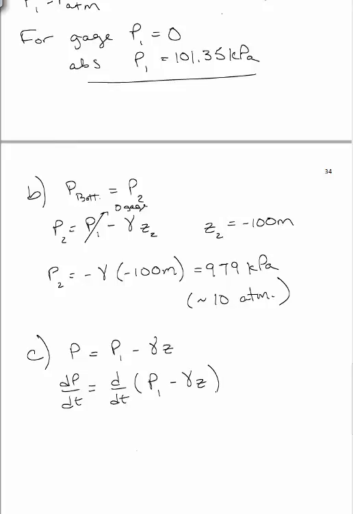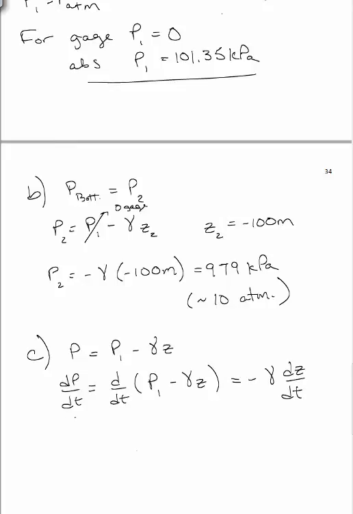And so far I haven't plugged in a P1. It's going to be different, right, for gauge or absolute, but once you take the derivative, it's not going to be different because P1 is a constant. So d/dt of P1 is actually 0. So it doesn't matter if you use gauge or absolute when you're talking about a derivative here. So what you're going to get is just minus gamma dz dt.